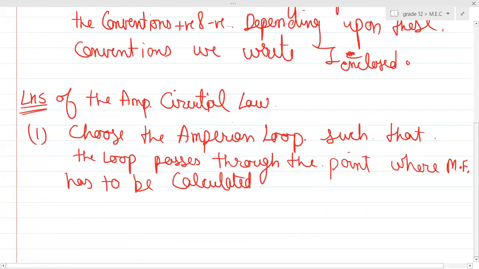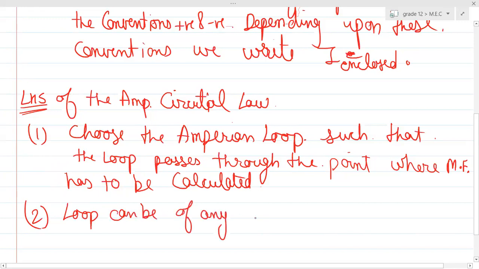Yes or no, guys? Yes, sir. Guys, it's not necessary that the loop has to be circular. It's not necessary at all. The loop can be any shape, depending upon the current carrying conductor. Is it clear?